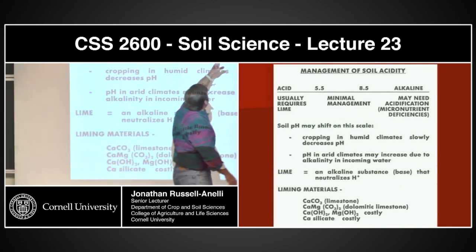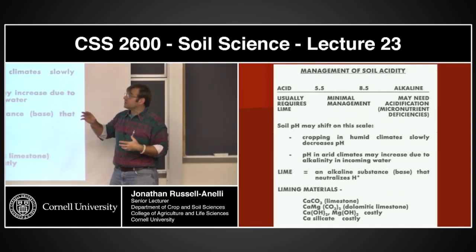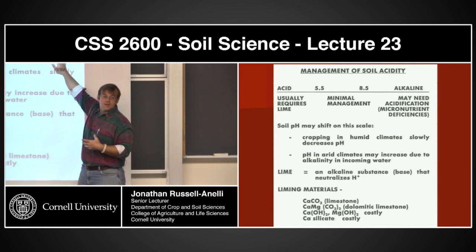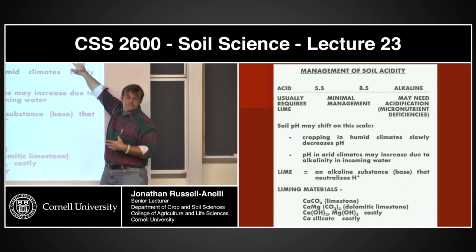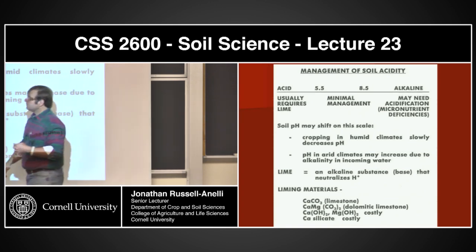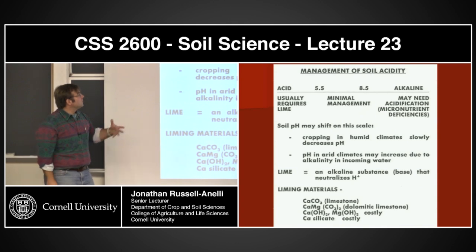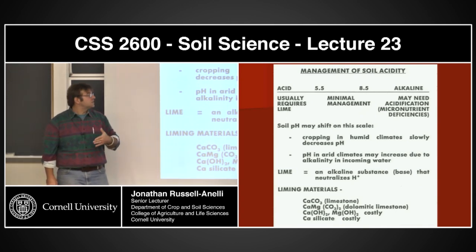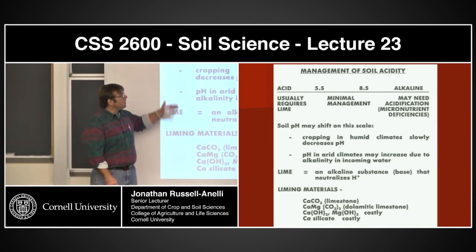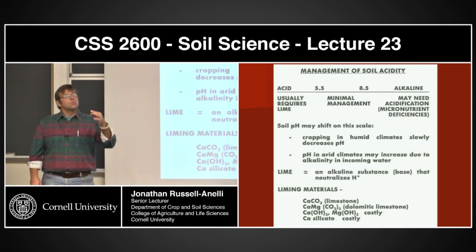Now, if it's above that, I may in fact have to do some acidification because if I get up to these high pHs, I might start seeing micronutrient deficiencies. It's about nutrient management. So what are some of the things that we potentially can do? Well, soil pHs shift on this scale due to a number of things. Cropping in humid climates will slowly decrease the pH. Why?